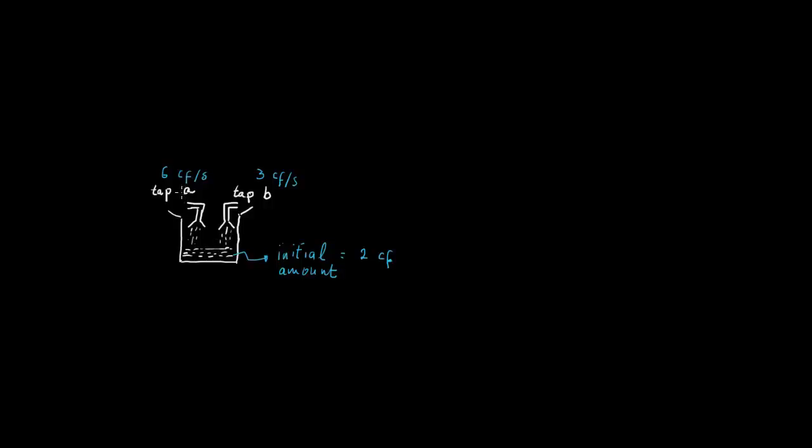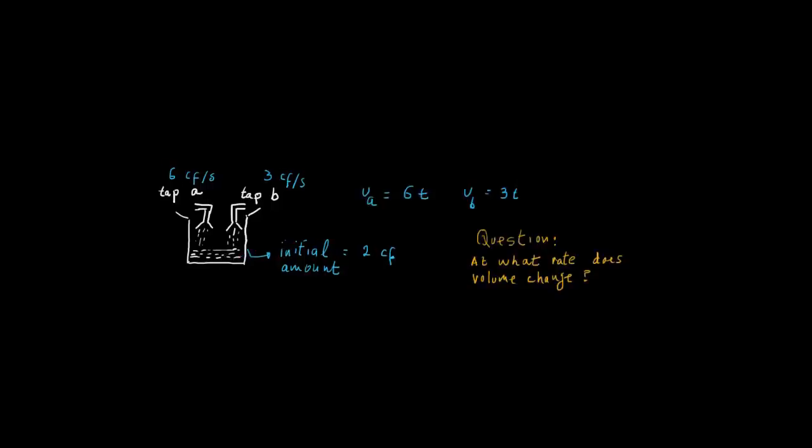One can pour water in at the rate of 6 cubic feet per second, and tap B can pour in water at the rate of 3 cubic feet per second. And let's also assume that initially there are 2 cubic feet of water already in this tub. So the question we're trying to answer here is, at what rate does the volume of water change inside this tub?